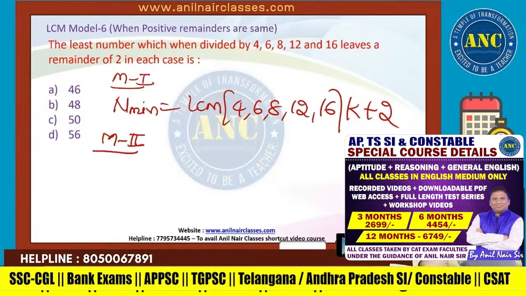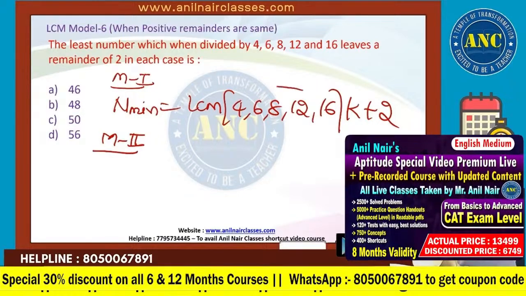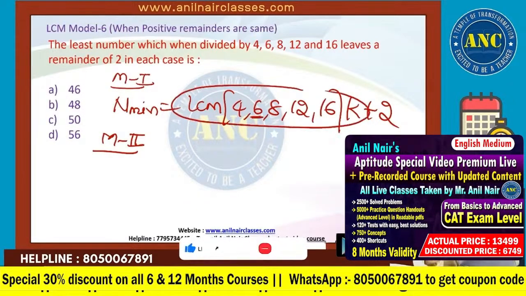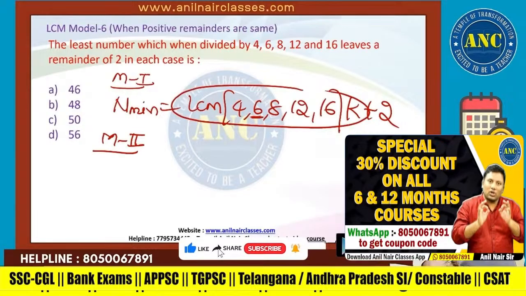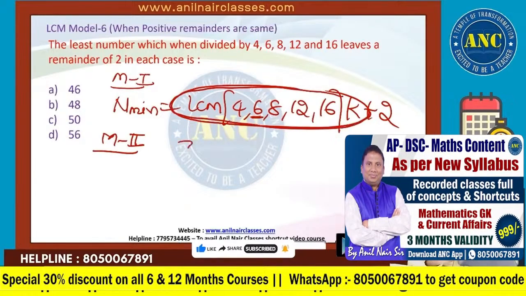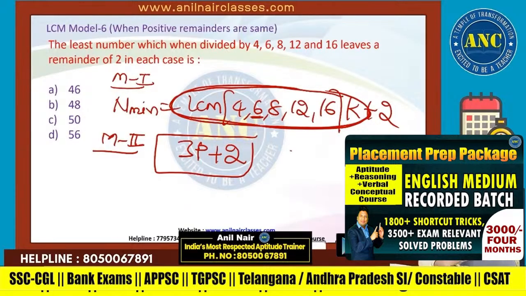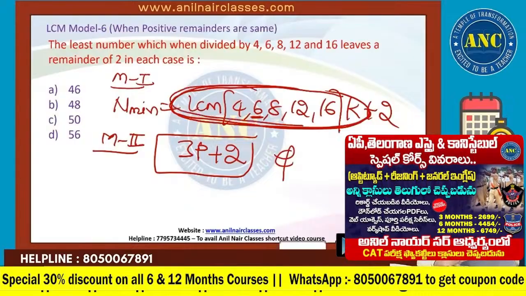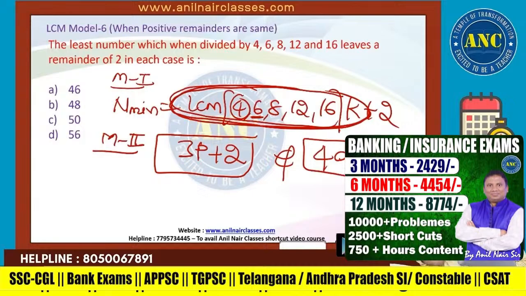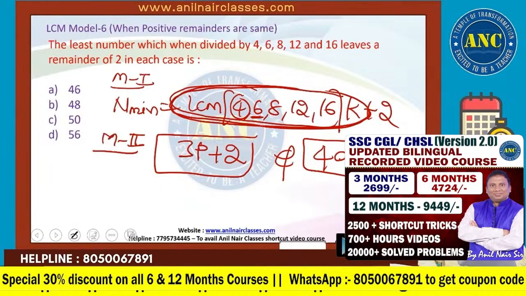How to do method 2? Can I say that this entire number is divisible by 3? Are you all with me? 6 is nothing but 2 into 3. This entire number is divisible by 3 and it gives a remainder 2. The answer should be of the form 3p plus 2, and this entire number is divisible by 4. The answer should be of the form 3p plus 2 and also of the form 4a plus 2.